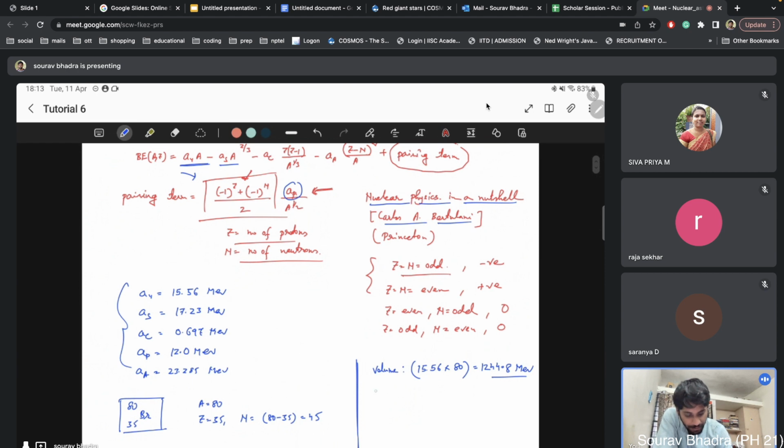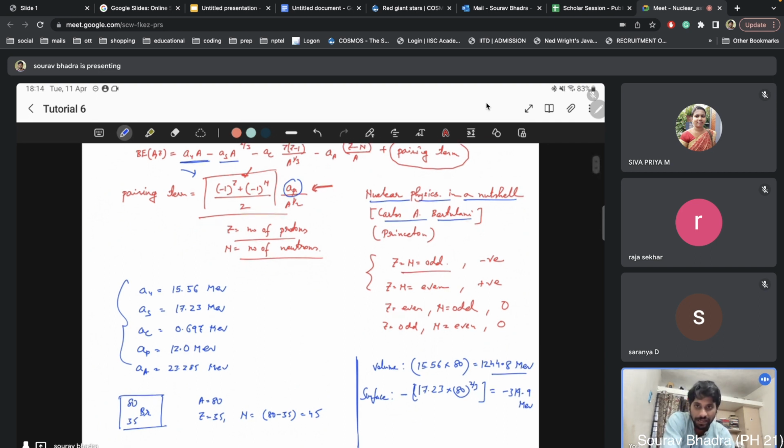Now coming to the second term, the surface term. a_S is 17.23 times 80 to the power 2/3, which will give you, and I am taking the negative sign along with this calculation, so the negative sign is inbuilt, that is minus 319.9 MeV. This is the surface term. So you can see that the volume term is 1244 and the surface term is 319. The dominant term is mainly the volume term, and all the other terms are corrections, as I told you in the previous class.